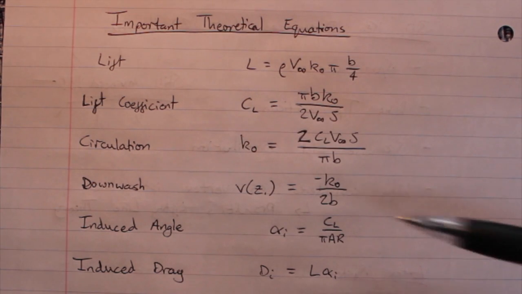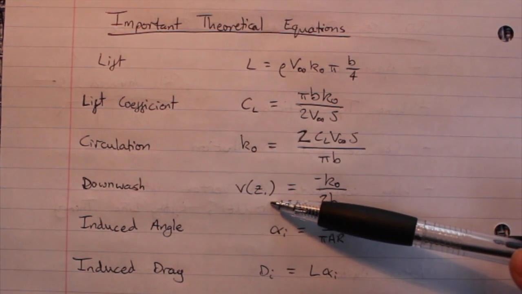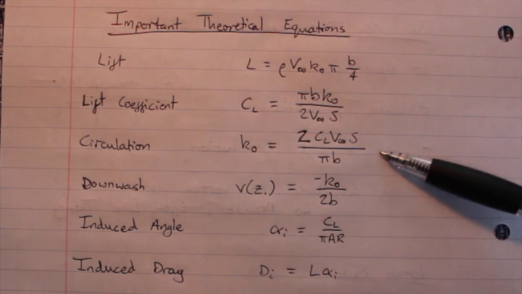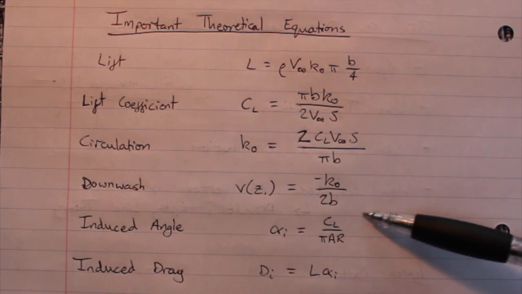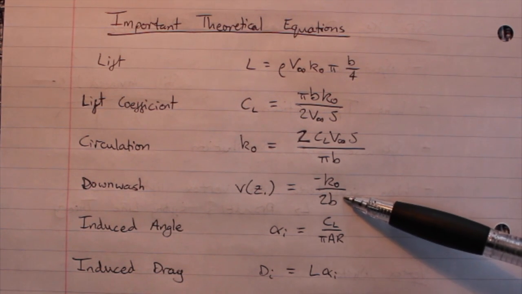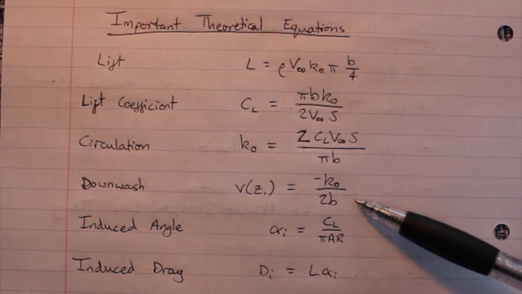We've then got an equation here for the downwash, which is the vertical velocity of the air following the trailing edge of the main plane. This K0 here is the circulation generated by that wing, and B is the span of the wing. So the bigger the span, funnily enough, the smaller the downwash's velocity is going to be.